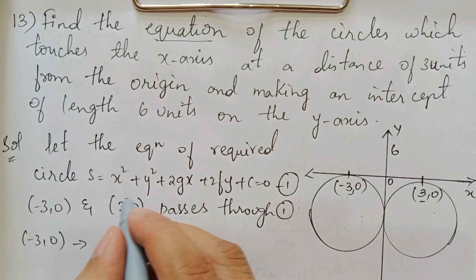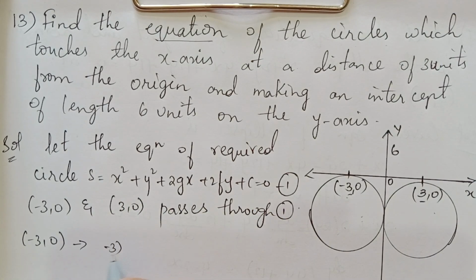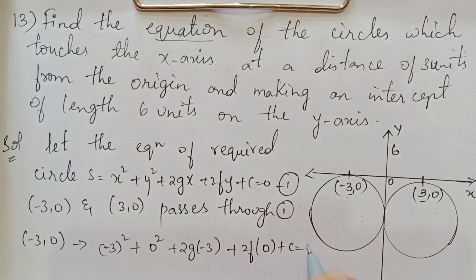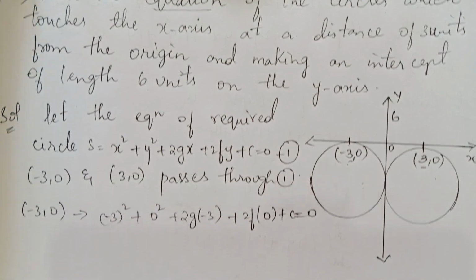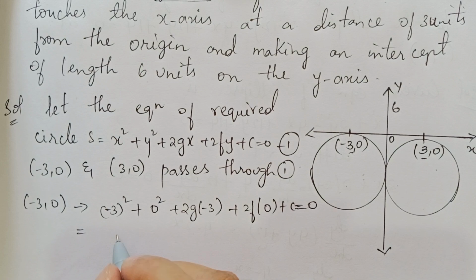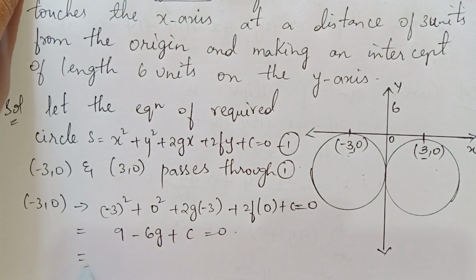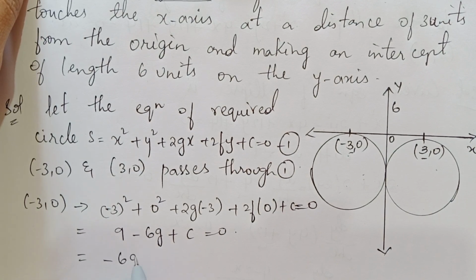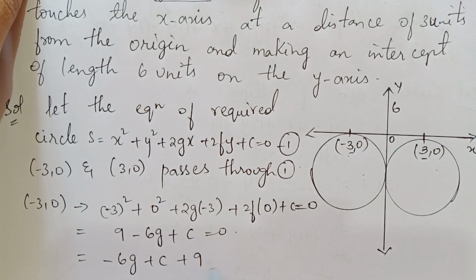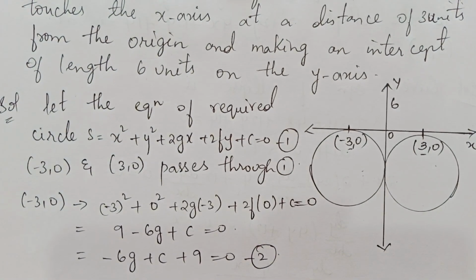First it is minus 3 comma 0. We substitute in this equation, we'll get minus 3 square plus 0 square plus 2g into minus 3 plus 2f into 0 plus c equal to 0. So this can be written as 3 square is 9 and here it is minus 6g plus c equals to 0. If we arrange it, it will be minus 6g plus c plus 9 equals to 0. Take it as equation 2.